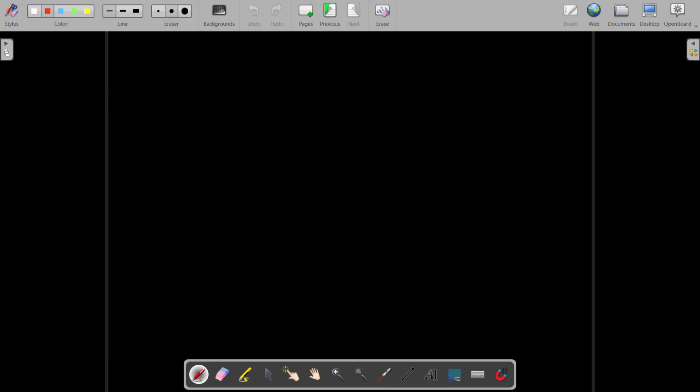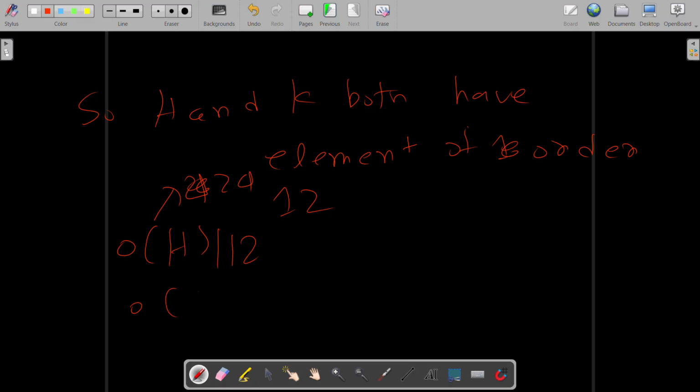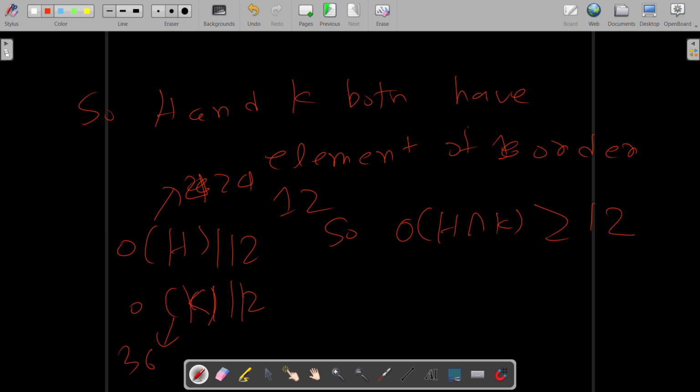Now, H and K both have elements of order 12, since 12 divides the order of H, which is 24, and 12 also divides the order of K, which is 36. So the order of H intersection K must be greater than or equal to 12. From here we can say it, since 12 divides both.